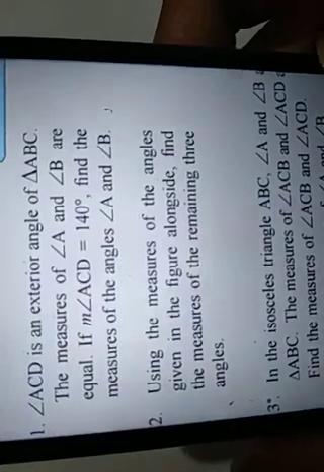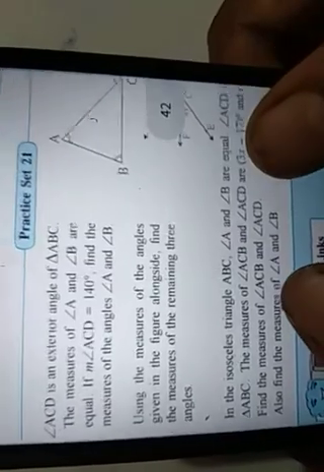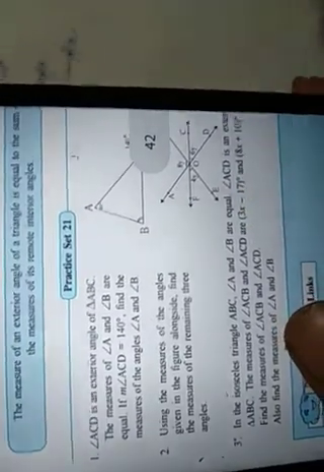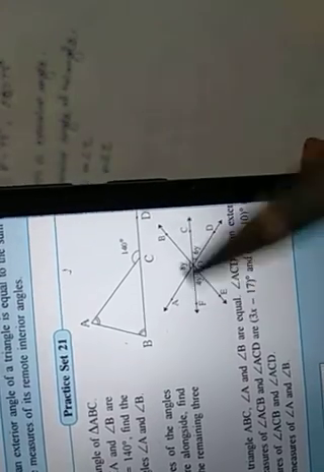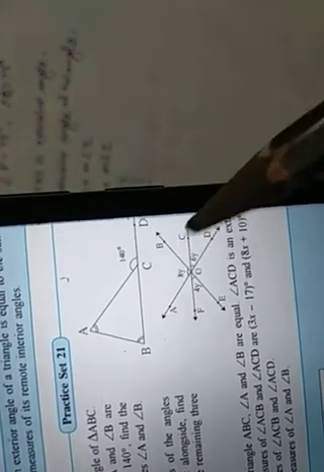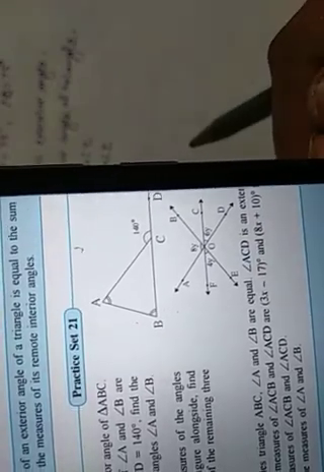See the next example from practice set 21, question number 2. Using the measure of angle given in the figure alongside, find the measure of the remaining three angles, that is these angles, angle AOF, angle BOC and angle EOD. Okay, let's see, this figure is here.